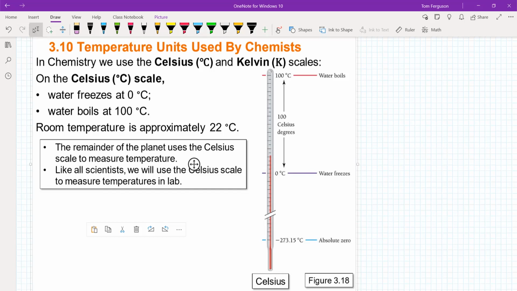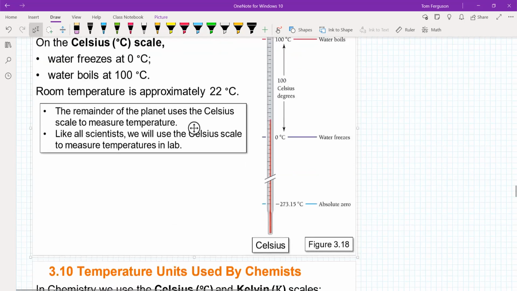Engineers use both. When I was in graduate school, I took a bunch of classes in the engineering school, and they do things really differently. They switch back and forth between those temperature scales all the time. In the beginning it was kind of confusing, but you get used to everything. So, okay.